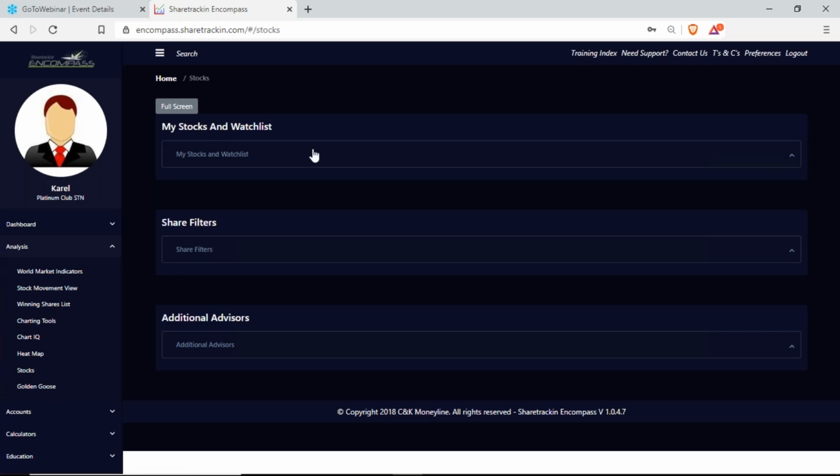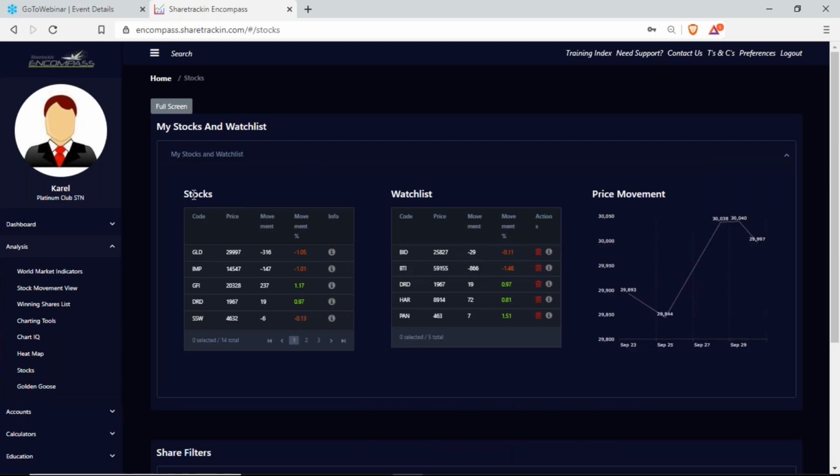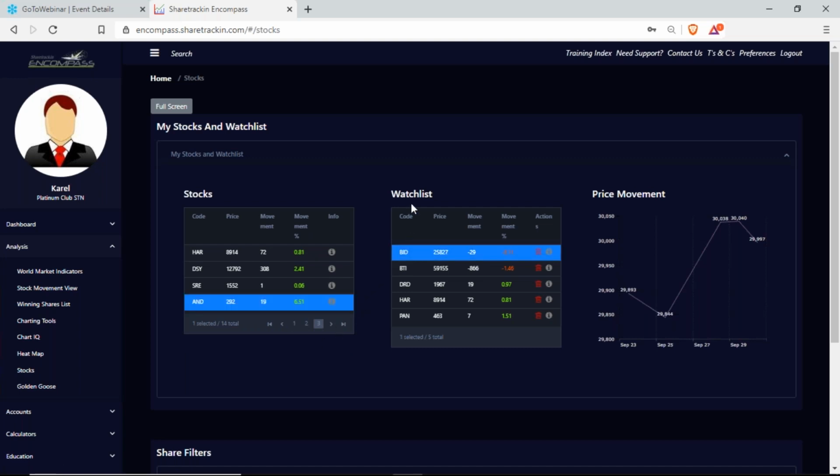If I click on that, on the left-hand side, you will note that there's a table that says stocks, meaning these are shares that I own currently. As you can see here, I have quite a few shares on there. Then on the right-hand side, there's a watch list. These are shares that I'm keeping my eye on.